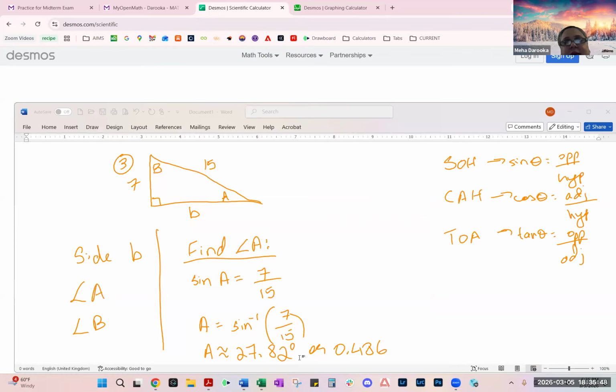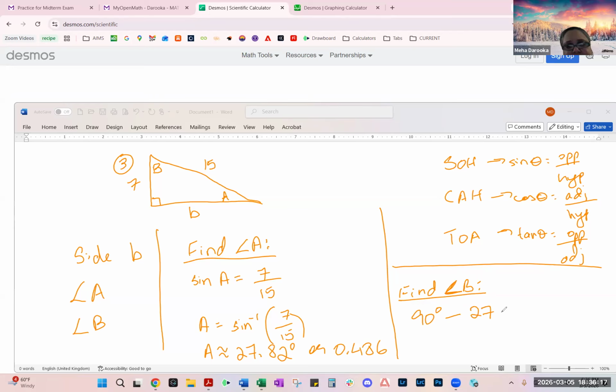Now that we have a measurement for angle A, for angle B you can use a sine inverse or cosine inverse function, or to keep it straightforward, since all three angles add up to 180 degrees and the right angle is 90 degrees, angle B will be 90 degrees minus angle A.